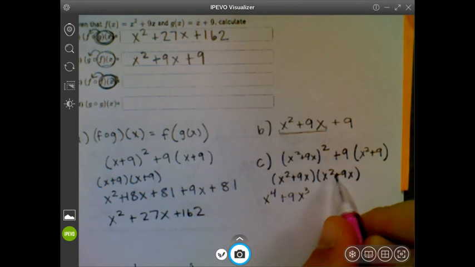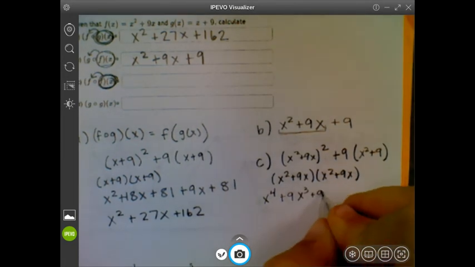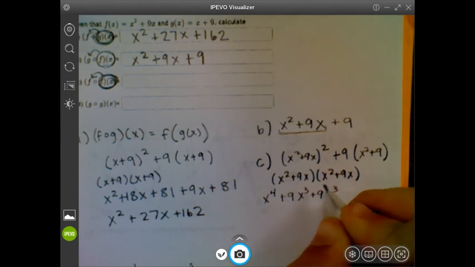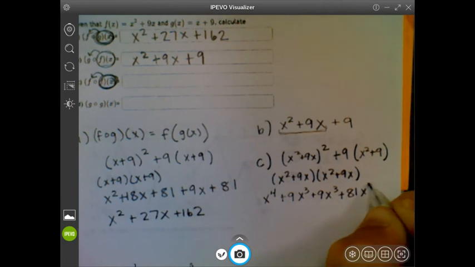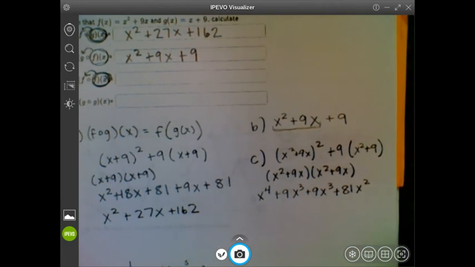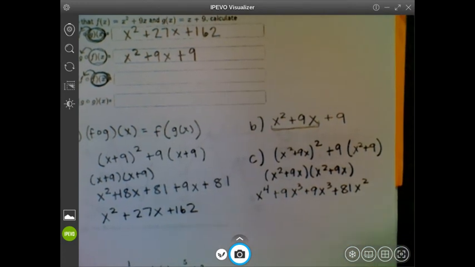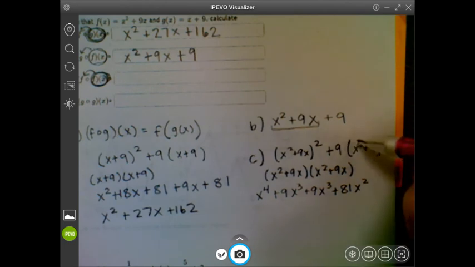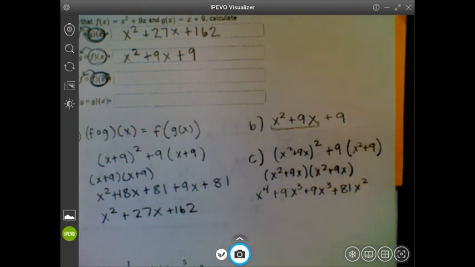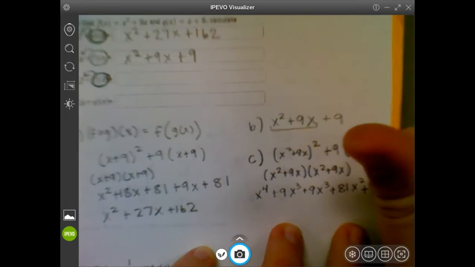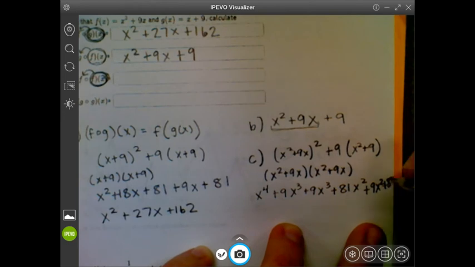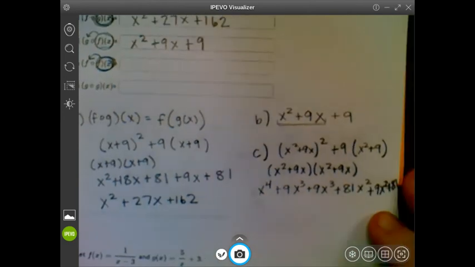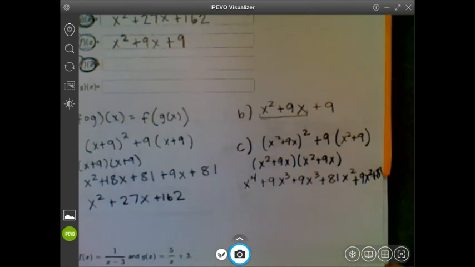And then distributing this one, same thing. 9x times x squared would be another plus 9x cubed. And then 9x times 9x is a plus 81x squared. And then you do distribute this 9 into here as well. So we'll have a plus 9x squared and then a plus, I'm running out of space, but a plus 81. Oops, sorry. Plus 81 there at the end.